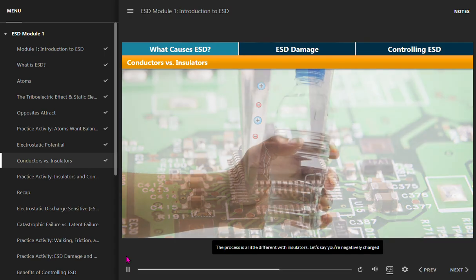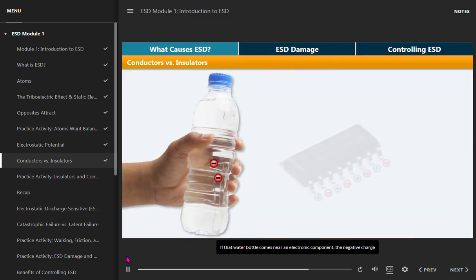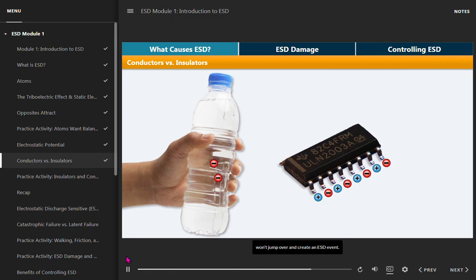The process is a little different with insulators. Let's say you're negatively charged, and you reach out and grab a plastic water bottle. Because people are relatively good conductors, your excess charge will jump over to the bottle. However, the charge will remain at the point of contact because electrons do not move easily through insulators like plastic. If that water bottle comes near an electronic component, the negative charge won't jump over and create an ESD event.